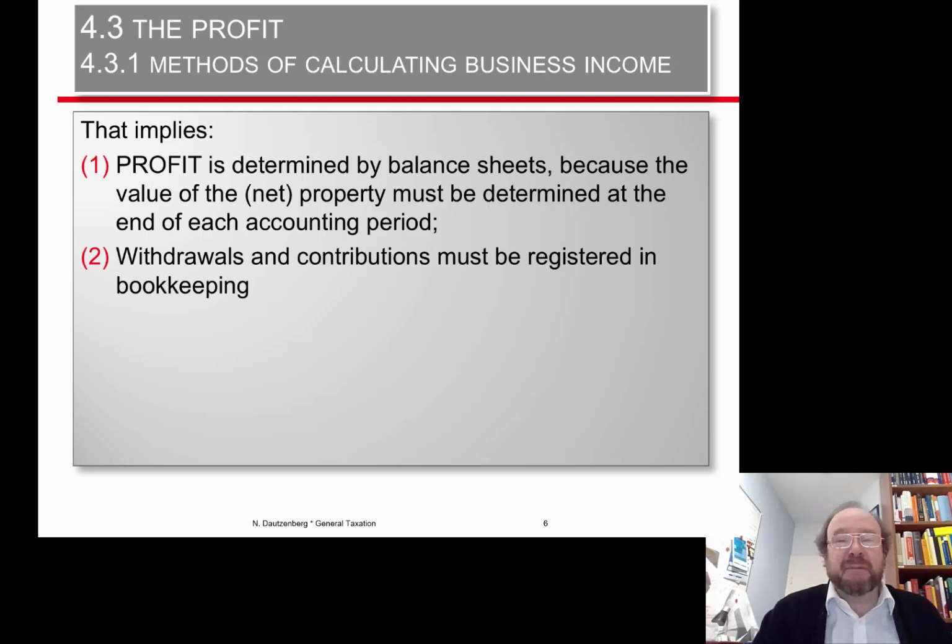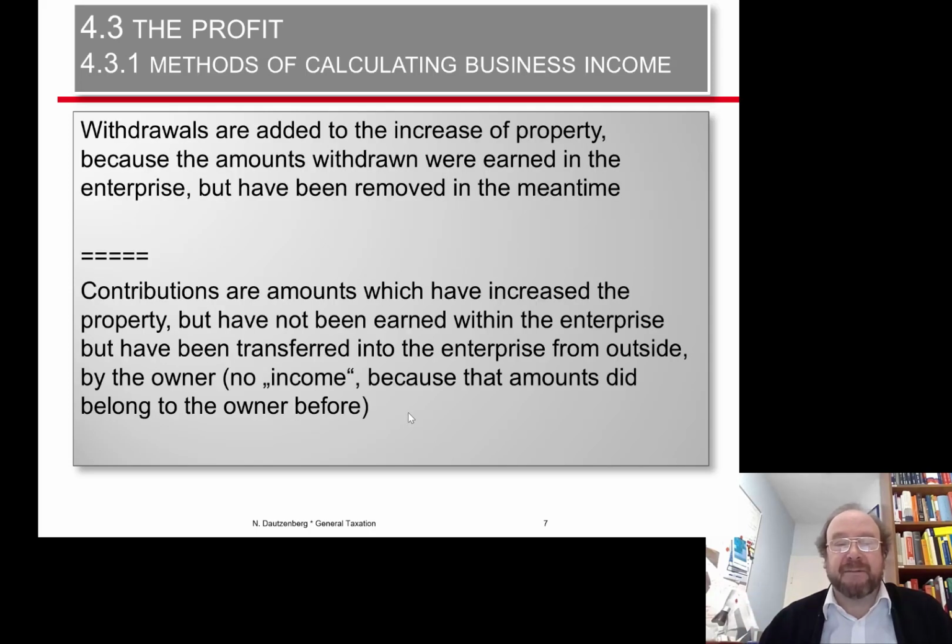So you eliminate that. We can draw two conclusions. First, you need a bookkeeping and making of balance sheets to calculate the profit in the regular cases, and naturally that your bookkeeping also must register all withdrawals and contributions. Well, bookkeeping usually does it, but here you see one of the reasons why there is a need for that. Good.